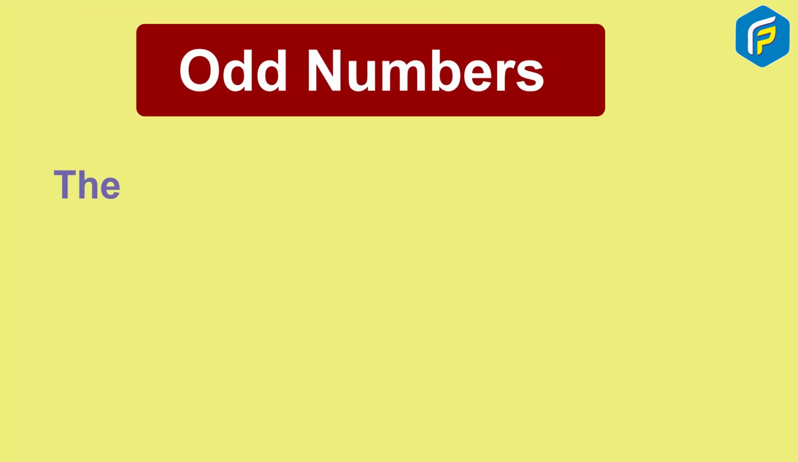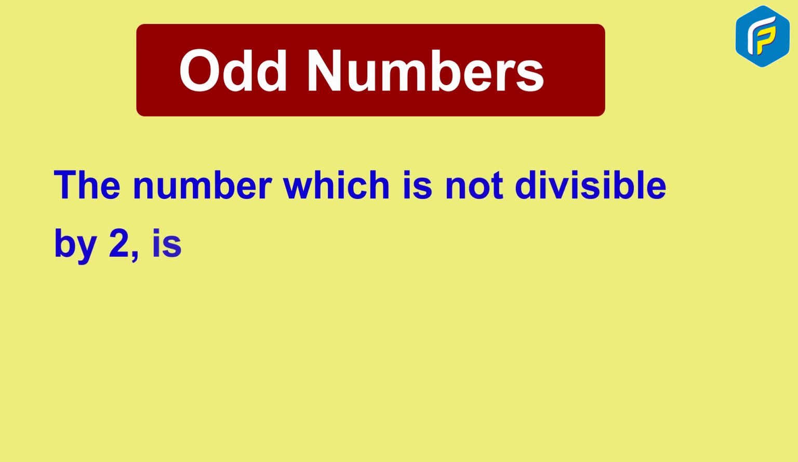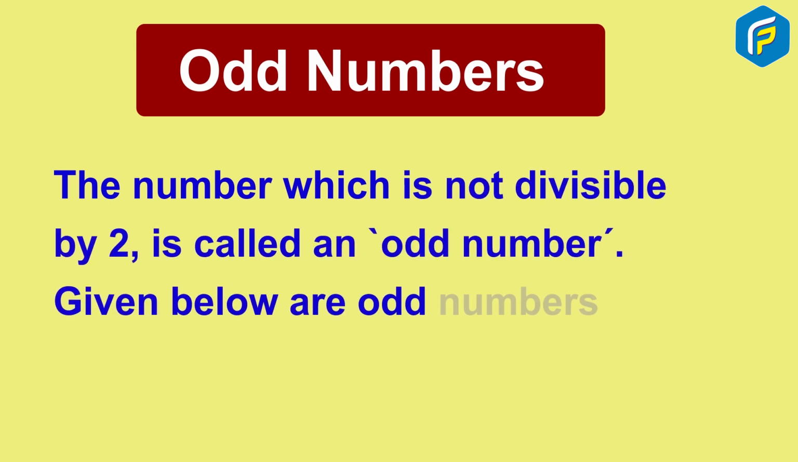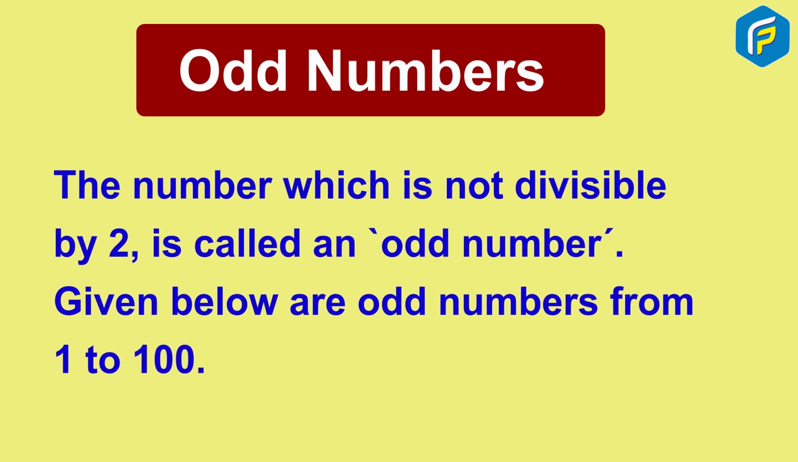Odd numbers. The number which is not divisible by 2 is called an odd number. Given below are odd numbers from 1 to 100.